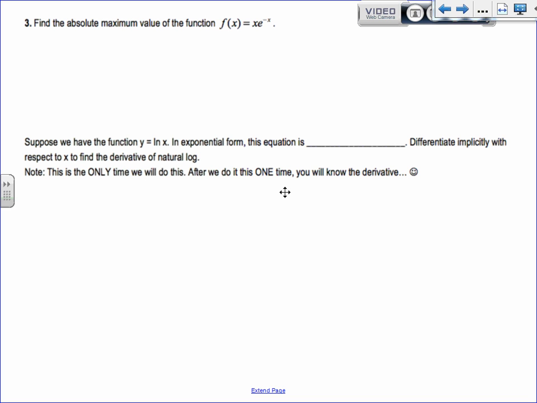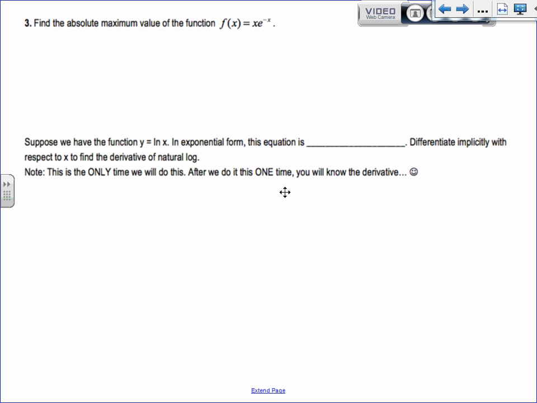So find the absolute maximum value of the function f of x equals x e to the negative x. So pretend we don't have our calculator. We need to do this all without a calculator. You could just graph it and find the maximum, right? Not very exciting. Uses no calculus whatsoever. Okay, so we're going to use our calculus skills.